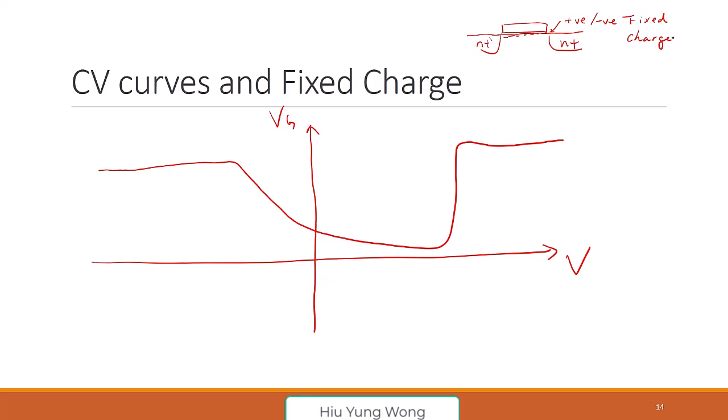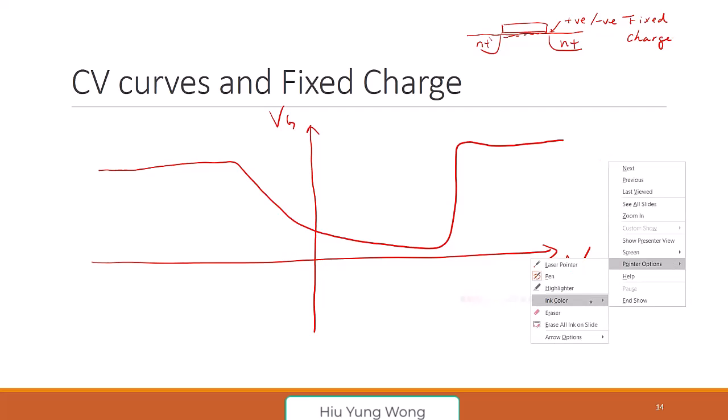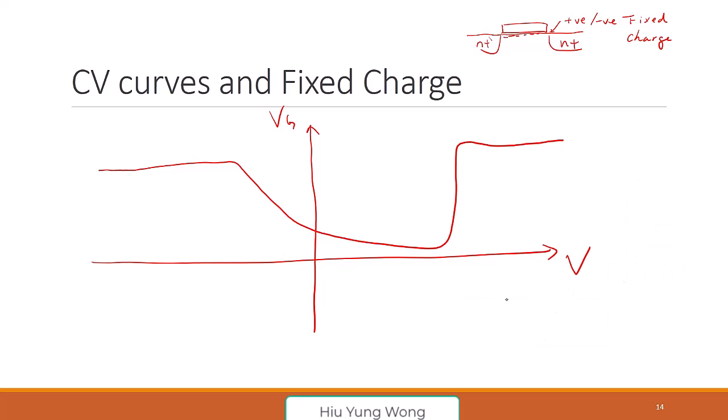Any idea? You shift left or right. Yeah, shift left or right, yes. So if I have a positive charge, is it going to shift left or right? Now think about what I just told you, it is going to change the threshold voltage, remember? V_TH becomes V_TH minus Q_F divided by C_ox. So if I have positive fixed charge, what will happen to the curve? Shift left or right?